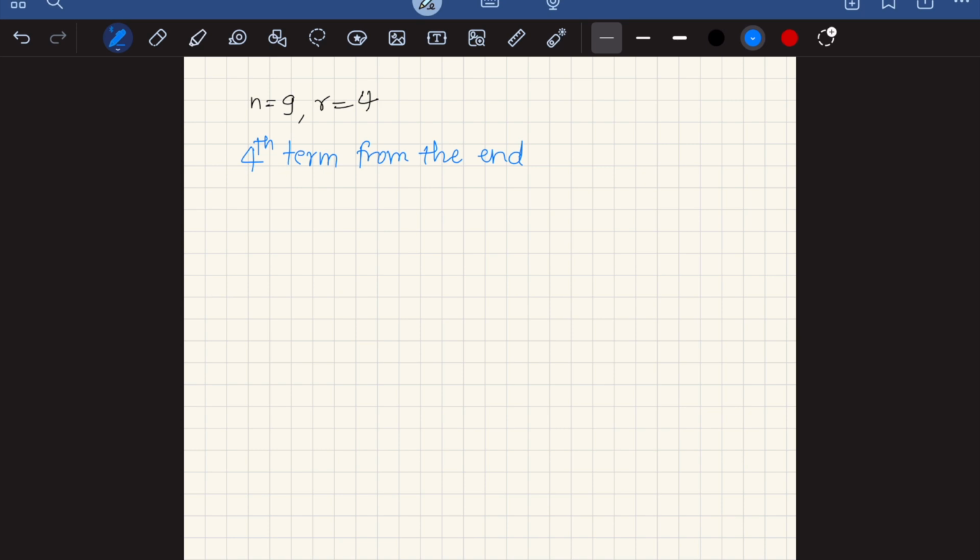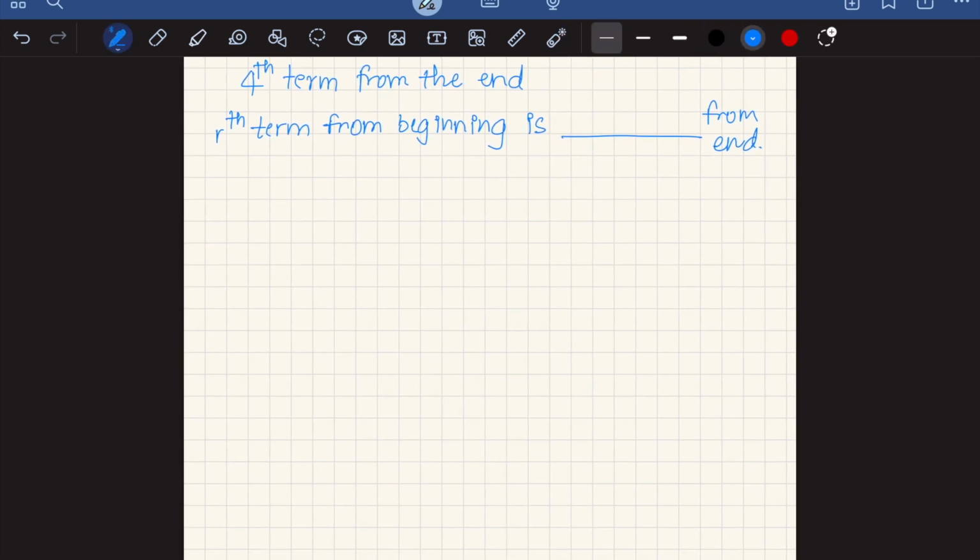So notice that the rth term from the beginning is... I'll let you figure this out, what term from the end. So essentially what I'm asking you is you have a bunch of numbers, and if you start counting from here, then let's say it's k, then what would the number be if you had started counting from the end?